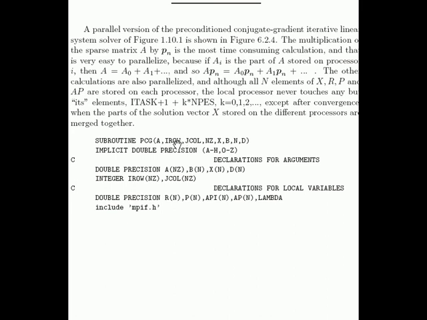And in this iterative solver, the one you're going to use, the Jacobi method, a large percentage of the work is done in multiplying a matrix times a vector.